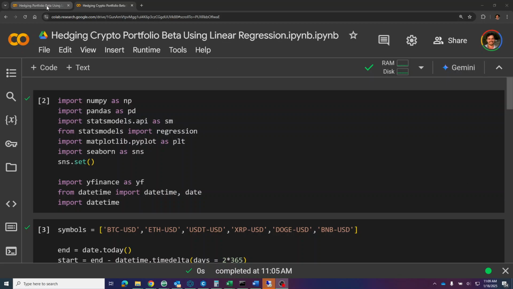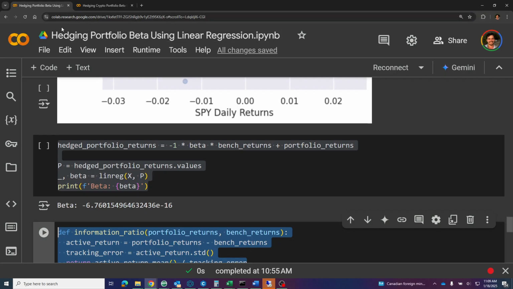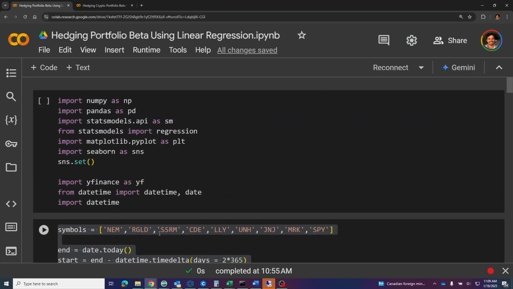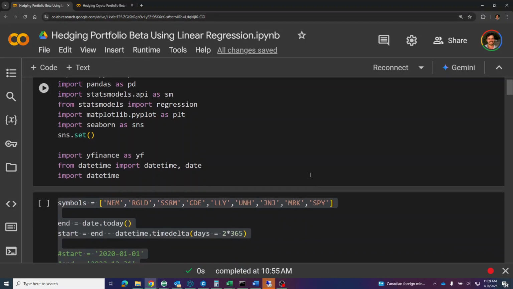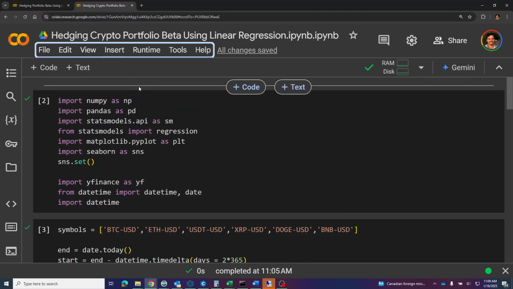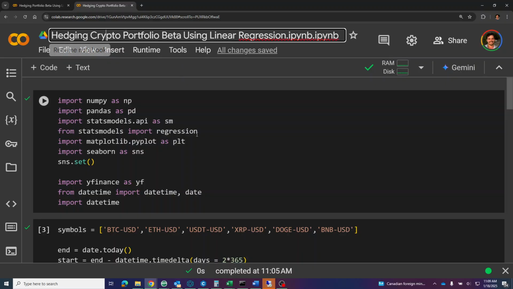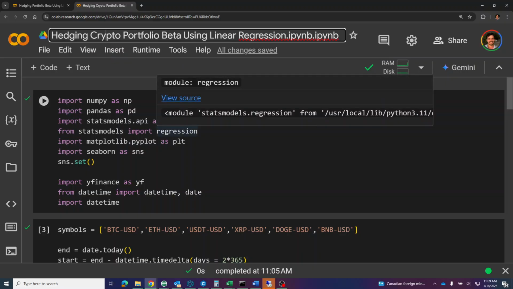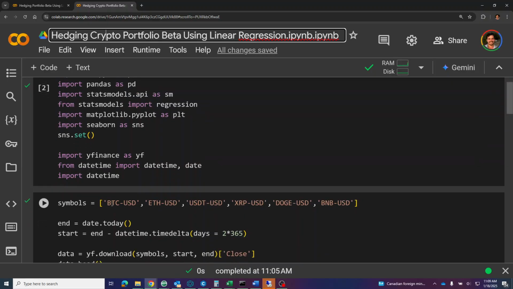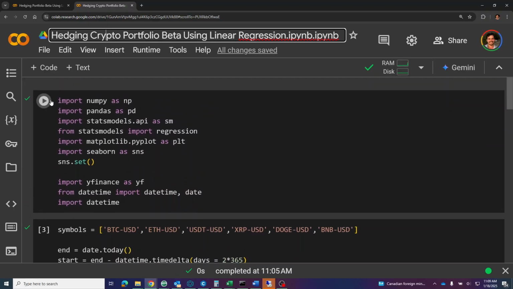In a previous video, I showed how we hedged a stock portfolio. We calculated beta using linear regression, and then we hedged our portfolio using the overall market. And in that video, I said it'd be interesting to do this on a crypto portfolio, so that's what we're doing today. It's basically the same code, except I've swapped out equity stocks, and we're using crypto.